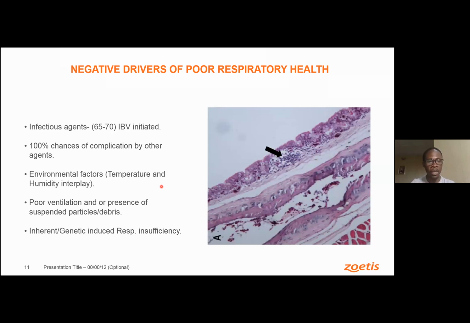Poor ventilation and presence of debris in places where the houses are not well maintained or cleaned. Then inherent genetic induced respiratory insufficiency, like earlier mentioned with breathing. These are the factors that are driving the persistence of respiratory infection in our flocks. So we need to take note of this and have it in our planning to manage them properly.